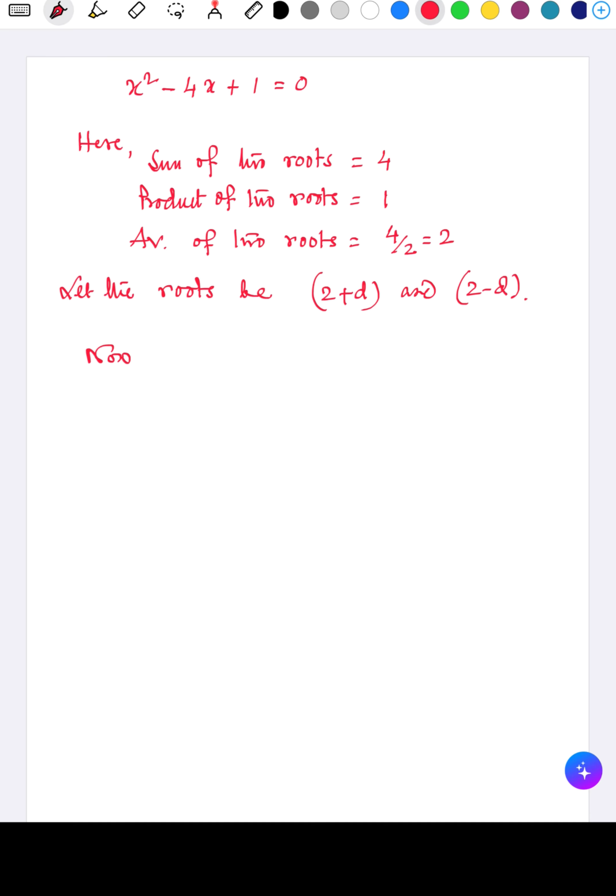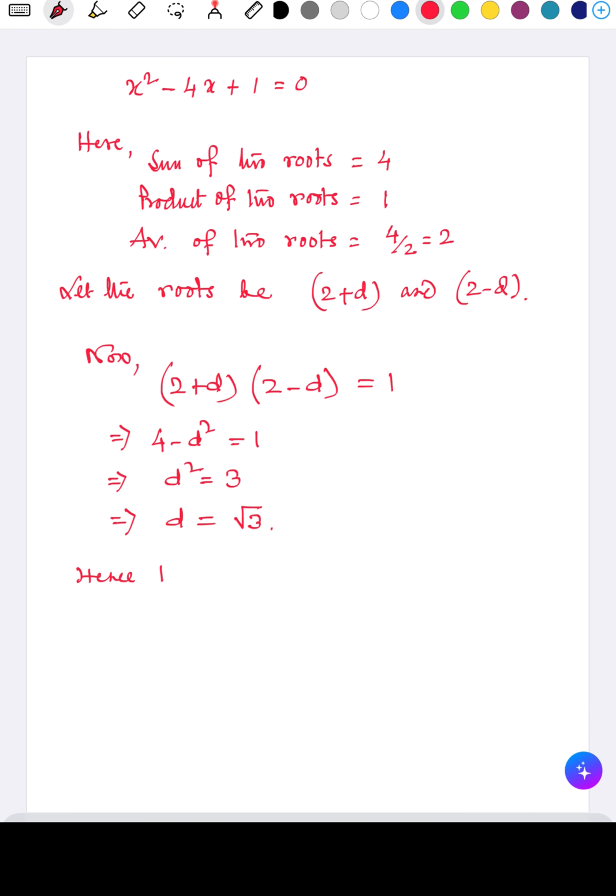Now, 2 plus d into 2 minus d equal to 1. 4 minus d square equal to 1. This implies d square equal to 3. This implies d equal to root 3. Hence, the two roots are 2 plus root 3 and 2 minus root 3.